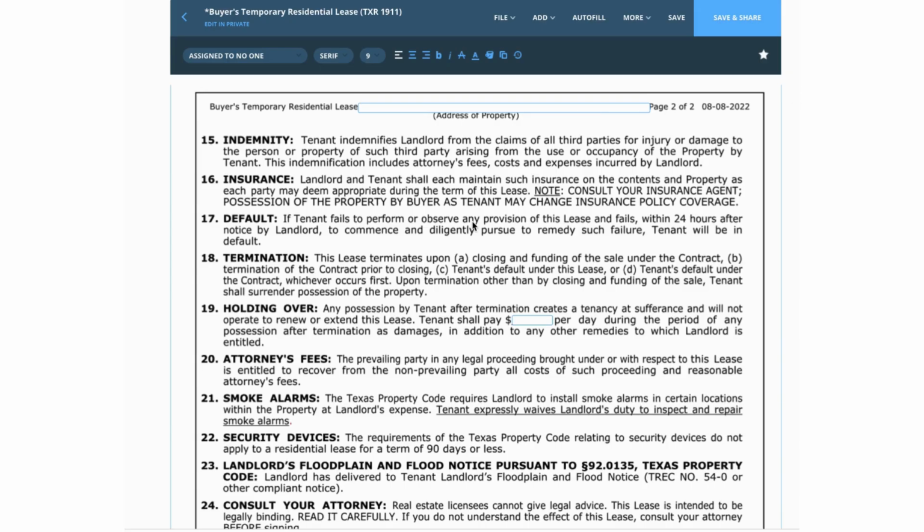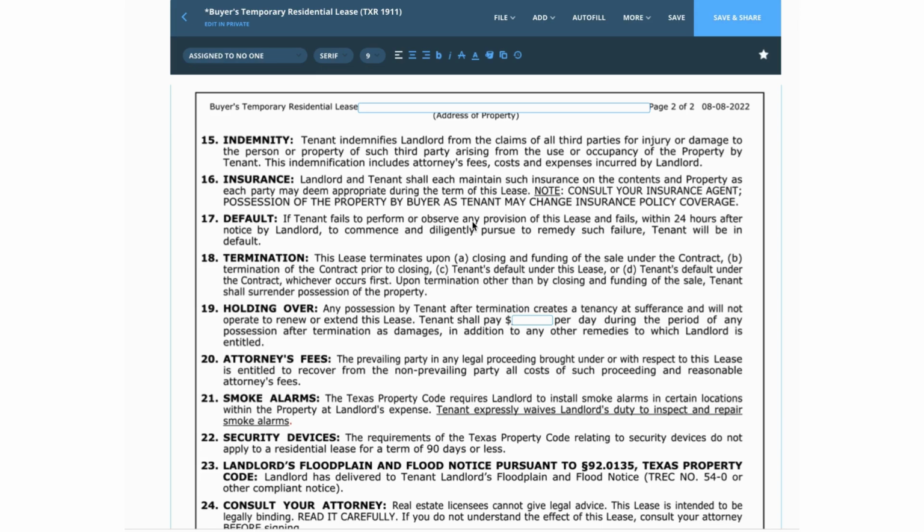Tenant indemnifies the landlord from the claims of all third parties for injury or damage to persons or property arising from the use or occupancy of the property by the tenant. This indemnity includes attorney fees, costs, and expenses incurred by the landlord.